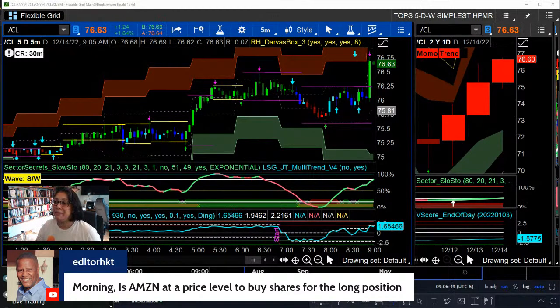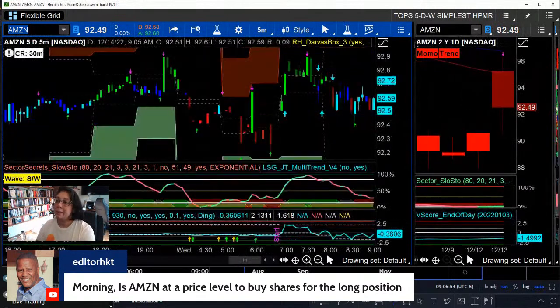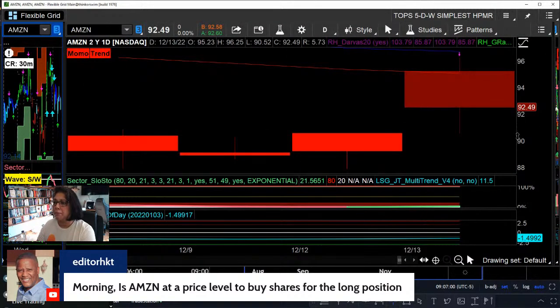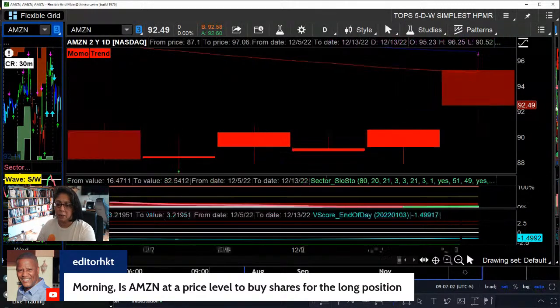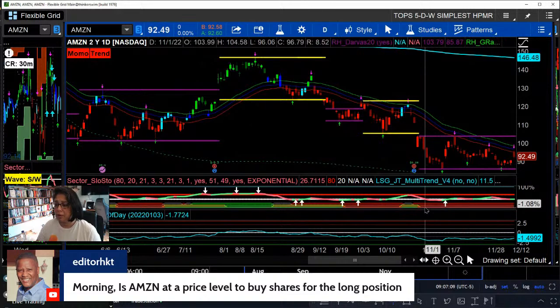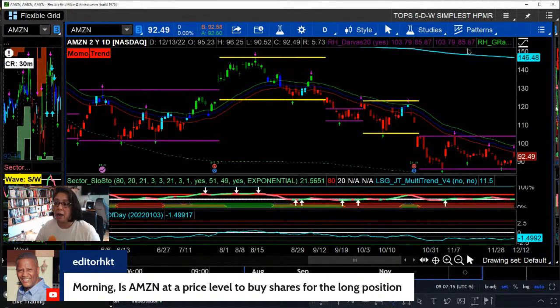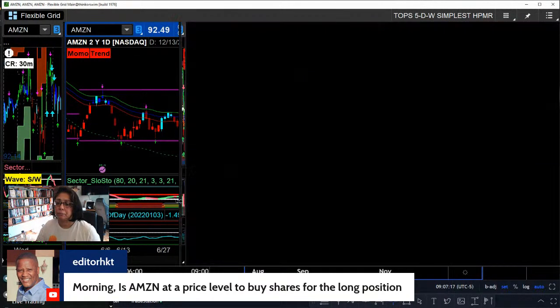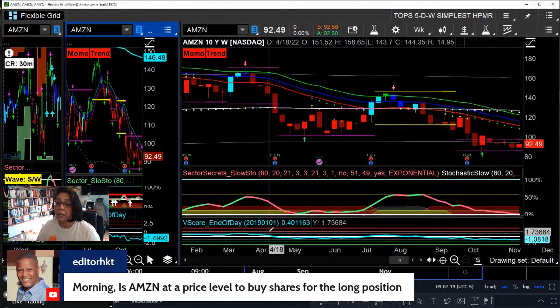Hey there, editor. Is Amazon at a price level to buy shares for a longer term or long position? Oh, for a long position. Okay. No, I cannot buy in a red. Look at the trend. It's been red since the 1st of November, just over a month now. And so, no, I cannot. I cannot on the daily and I cannot on the weekly.